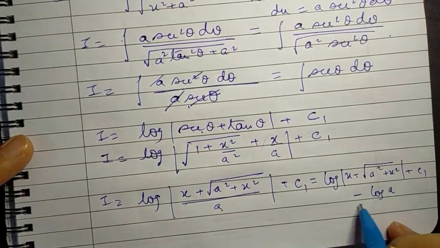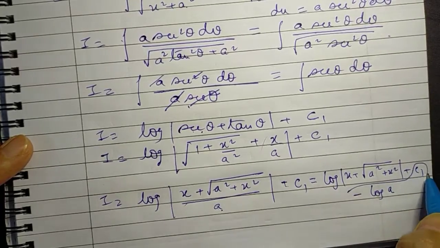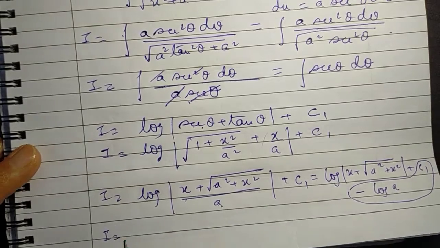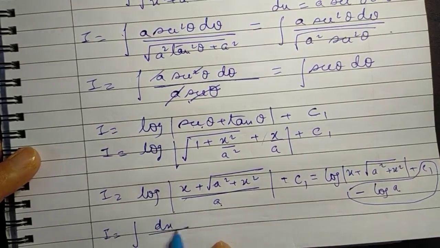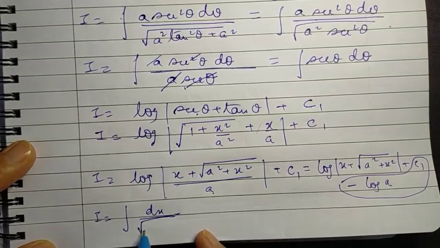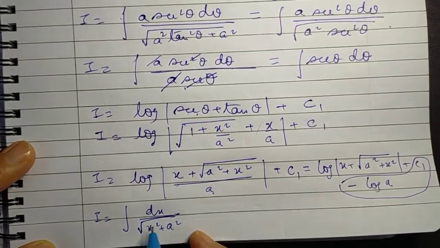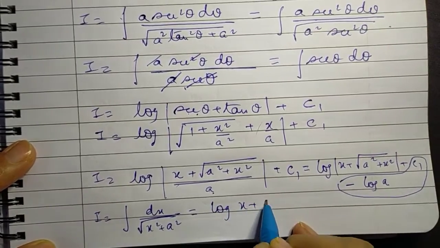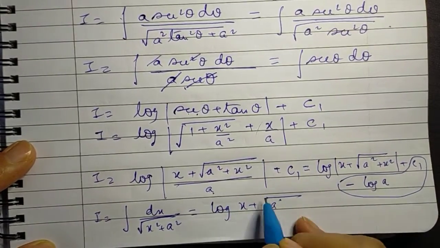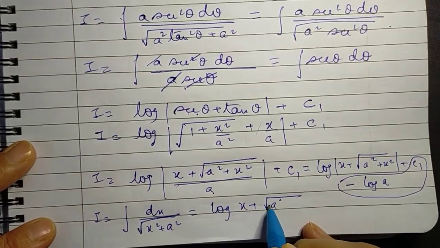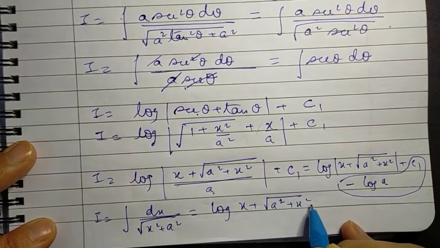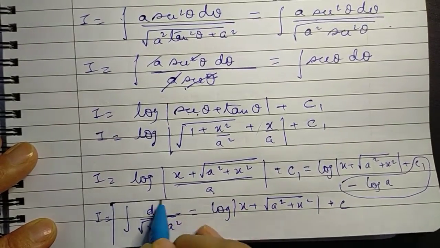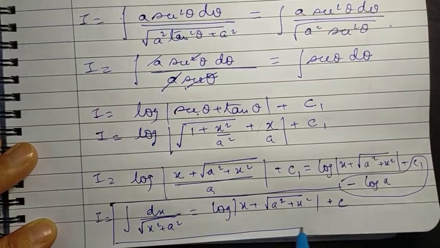Log of a is a constant which gets absorbed with c1 to give us another constant, and hence the result for this integral comes out to be: the integral of under root of x squared plus a squared is equal to log of x plus under root of a squared plus x squared, or x squared plus a squared, whatever way we want to write it, plus a constant. And this is the sixth result which we have got.